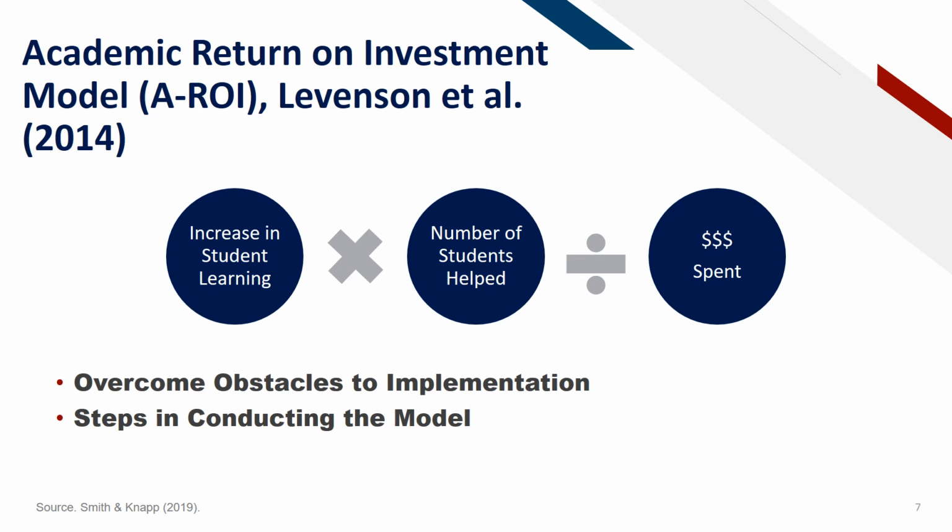The academic return on investment model developed by Levenson et al. was also used by Smith and Knapp in their research. The nice thing about this model is it is a formula. So you're going to take the increase in student learning, which you get to determine the metric, multiply that by the number of students that you helped using your intervention, and divide that by the total amount of money that the intervention cost.